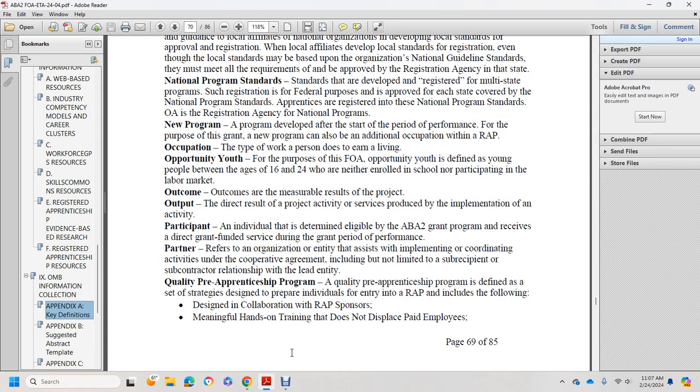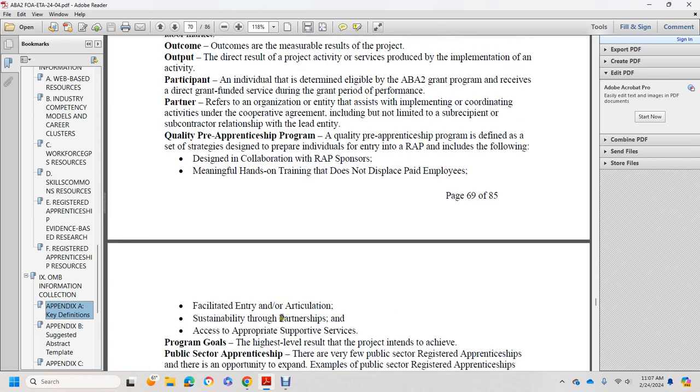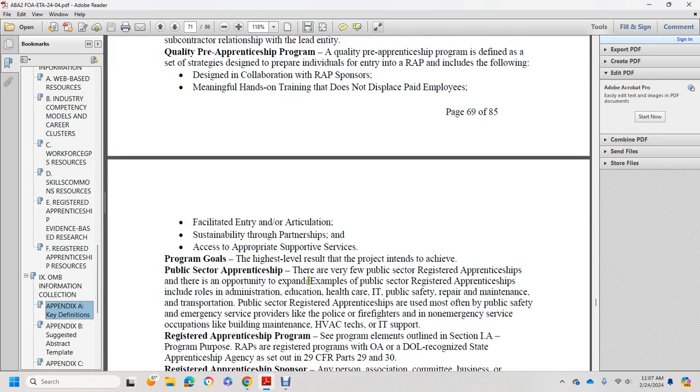Quality pre-apprenticeship program. A quality pre-apprenticeship program is defined as a set program designed to prepare individuals for entry into registered apprenticeship. It includes the following: design and collaboration with registered apprenticeship sponsors, meaningful hands-on training that does not displace paid employees, facilitated entry and articulation, sustainability through partnership, accessibility, and appropriate support services.